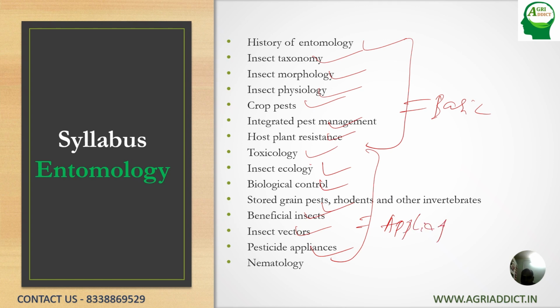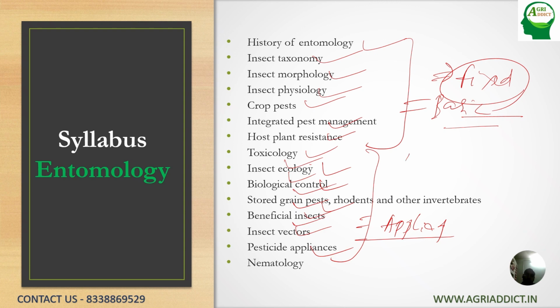Why am I dividing this into basic part and applied part? Because the basic part is already fixed. That means whatever work has been done before, you just have to remember and go through the concept. But toxicology, ecology, biocontrol, stored grain pest, and beneficial insects are emerging subjects, because so many new things are coming and there are so many updates. So you have to be updated about new concepts and new species.